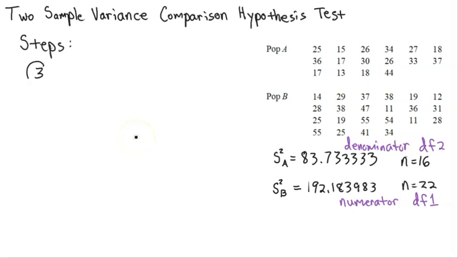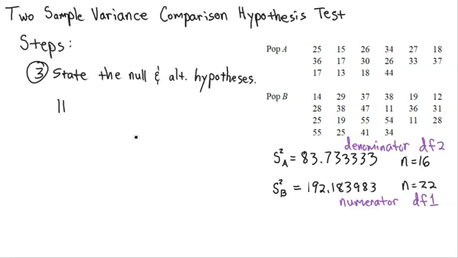Step three is state the null and alternative hypotheses. We know that the null hypothesis starts off as H sub O and that the alternative is going to be H sub A. And what are we comparing here? Well, our comparison is variance. So we used to put mu here, but we're not going to put mu here. We're going to put variance here. And what are we trying to compare? Well, we're trying to compare the variance from population A to the variance from population B.